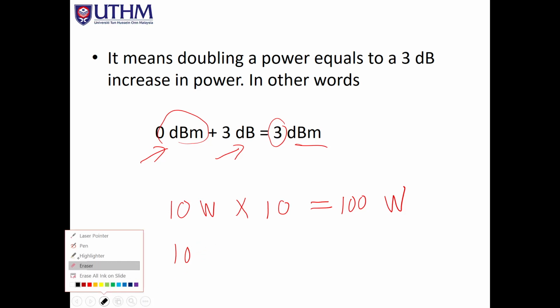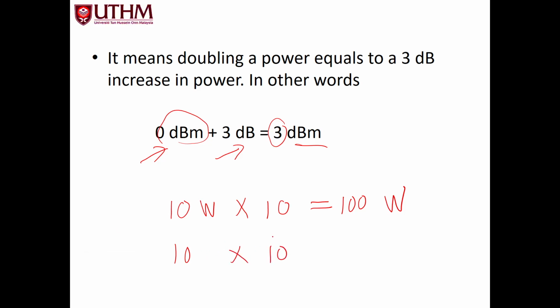I just want to show you the difference. What about 10 multiplied with 10? How much do you get? This is 100, no unit. Okay, so as I mentioned previously, that multiplication process in absolute value is equivalent to the summation process in decibel.